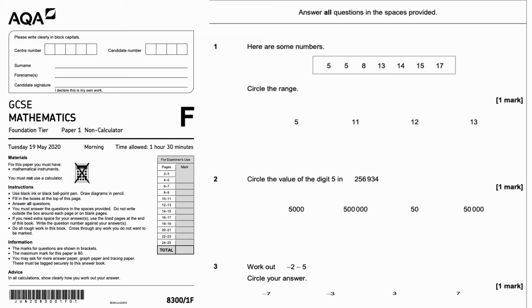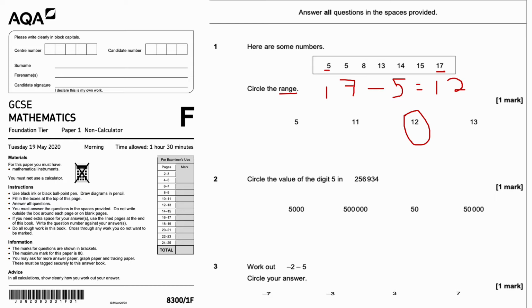Answer all questions in the spaces provided. Question number 1. Here are some numbers: 5, 5, 8, 13, 14, 15, 17. Circle the range. The range is the biggest number take away the smallest number. So it's 17 take away 5. It's the difference between the smallest number and the largest number. 17 take away 5 is 12. So I'm going to circle the number 12, which is option number 3. That's worth 1 mark.